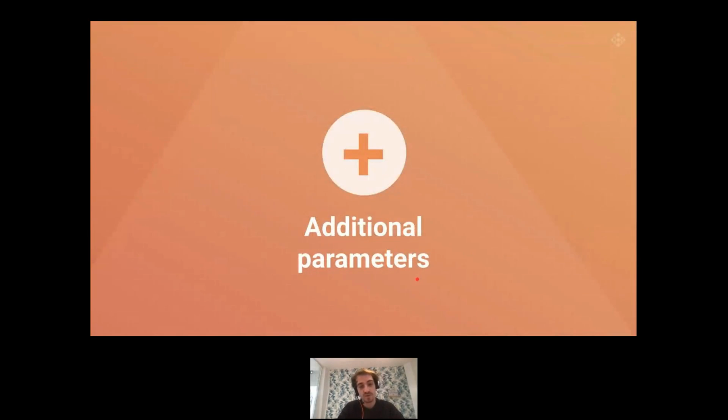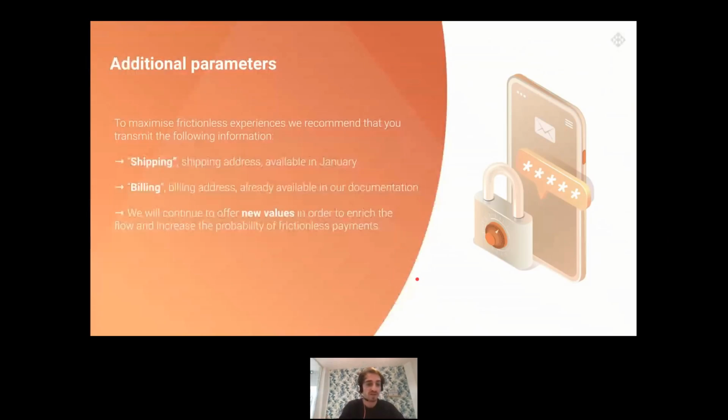But we allow you to push additional parameters, and those parameters will permit a better frictionless rate, as it will reassure the banks, be it the acquiring or the issuing bank. The first additional parameter is shipping. That's the shipping address of your end user, and it will be available on MongoPay side in January. The second additional parameter you can push, which already exists in our API doc, is billing.